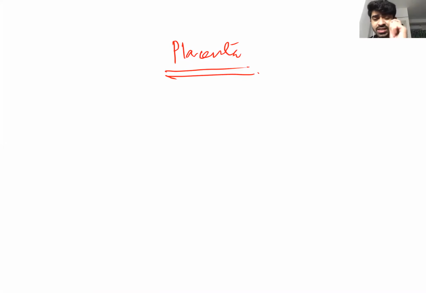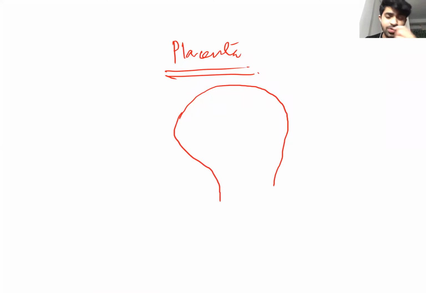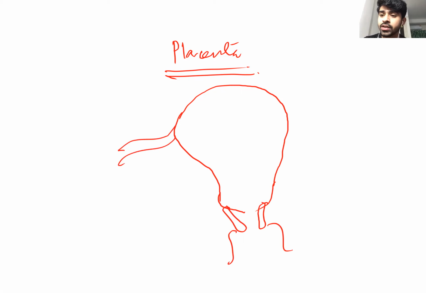Okay, the first concept that you have to know, the placenta. First thing, just follow my diagram. This is my diagram. Suppose I have drawn something like, suppose this is the uterus. And suppose this is the cervix, and this is the vagina. And this is the fallopian tube, this is another fallopian tube. And suppose this is a baby, a baby sleeping.